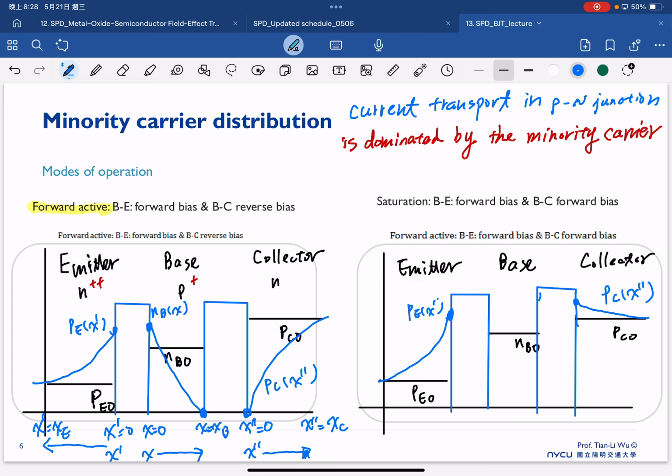And then in the base region, because the junctions of the base on the left and right are forward bias, the minority carrier distribution cannot be 0, so we will have here, and this will become here, so then we will have this one. So that's a BX here.